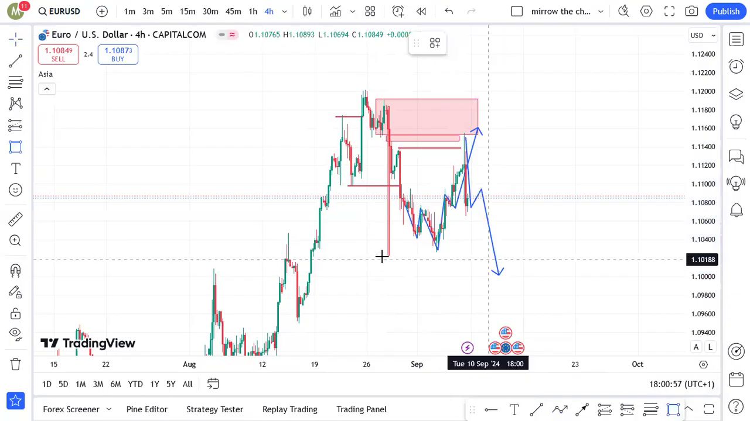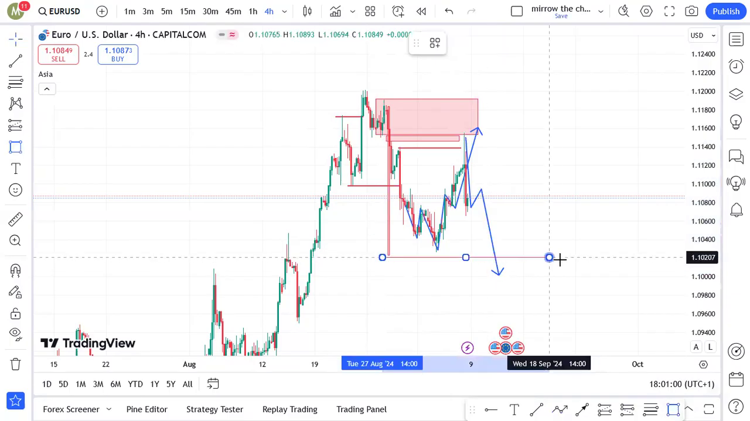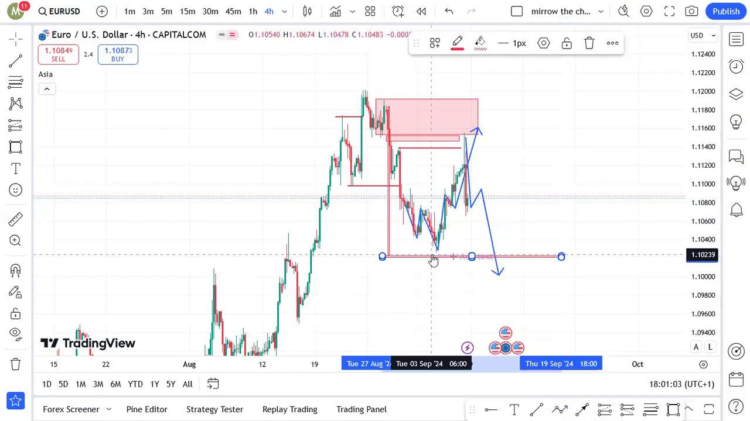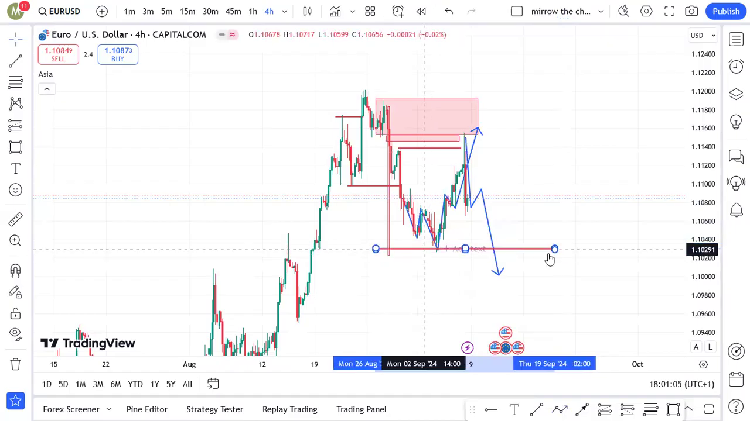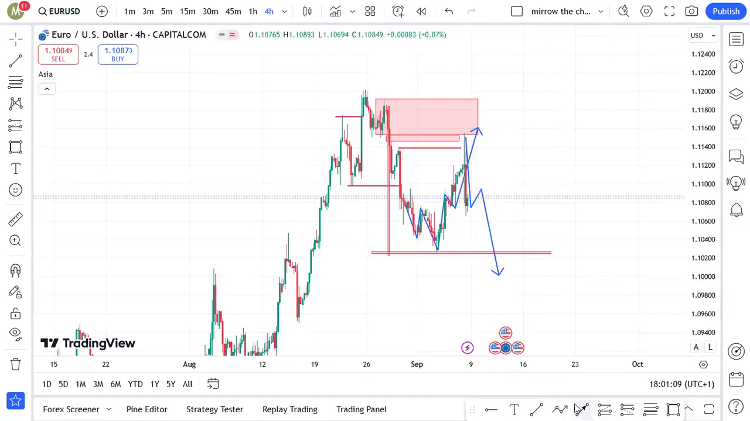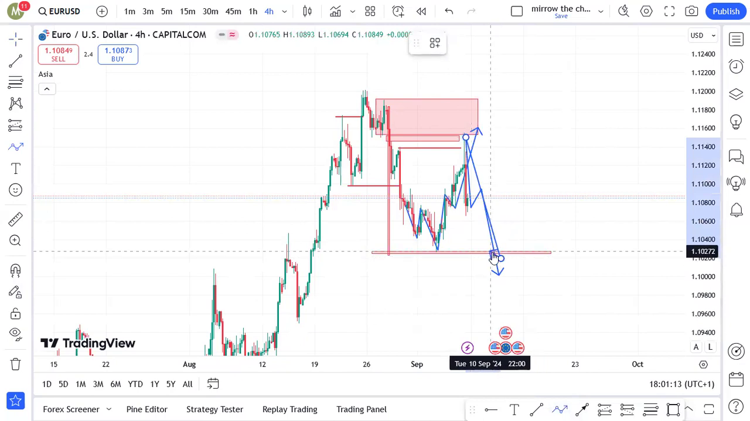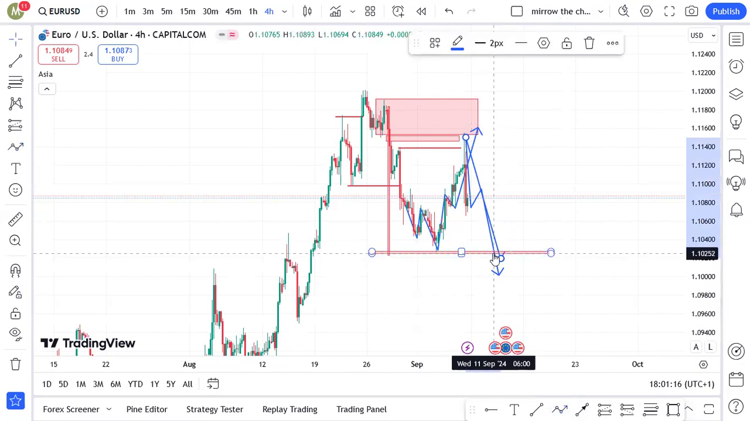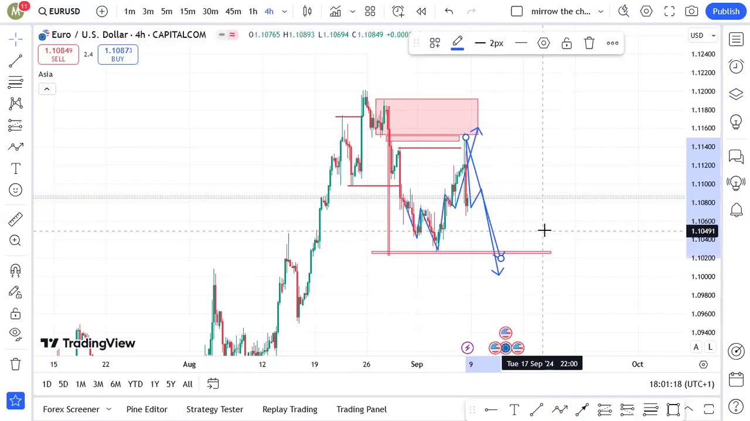Now, this will be our sell side liquidity. This sell side liquidity is another draw on liquidity for us to do what? Complete this range. There is a high probability that this range must be completed. You see, there's a higher probability that this range must be completed. This is just it.